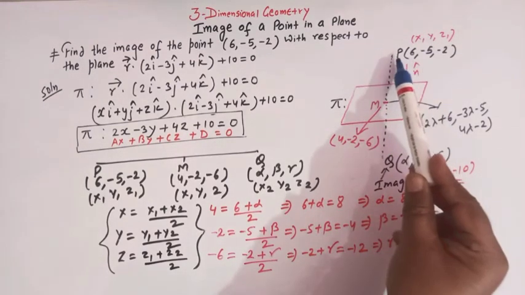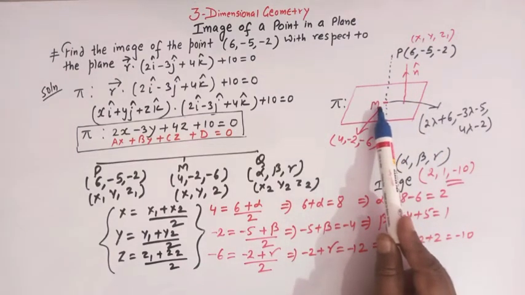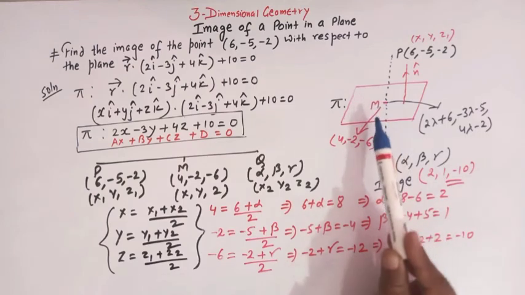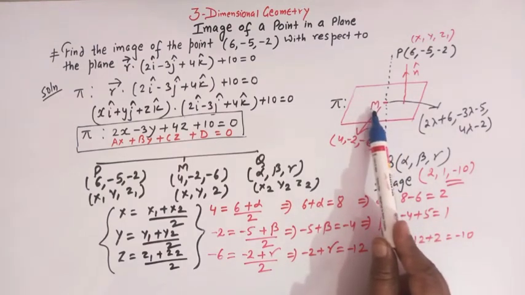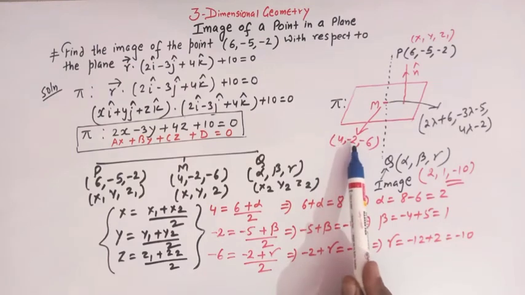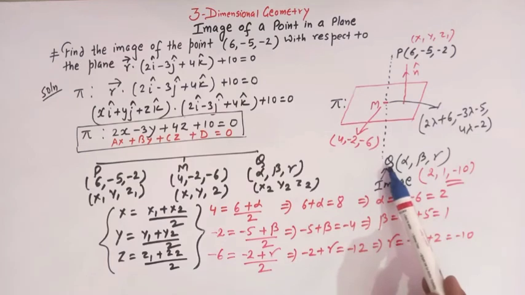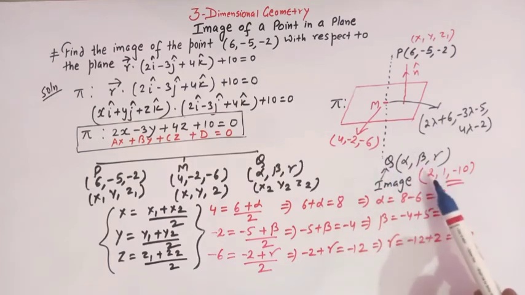So in this problem we had a point P and the foot of the perpendicular, that is PM, and the foot is M, and the coordinates of this point M are (4, -2, -6), and the image of this point P is Q, which has the coordinates (2, 1, -10), right?